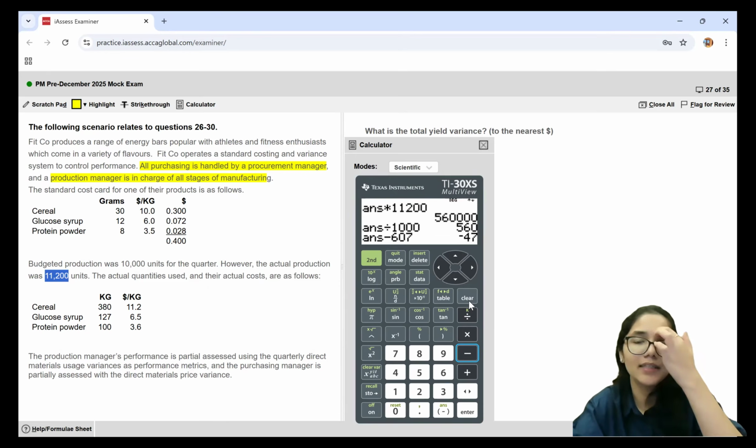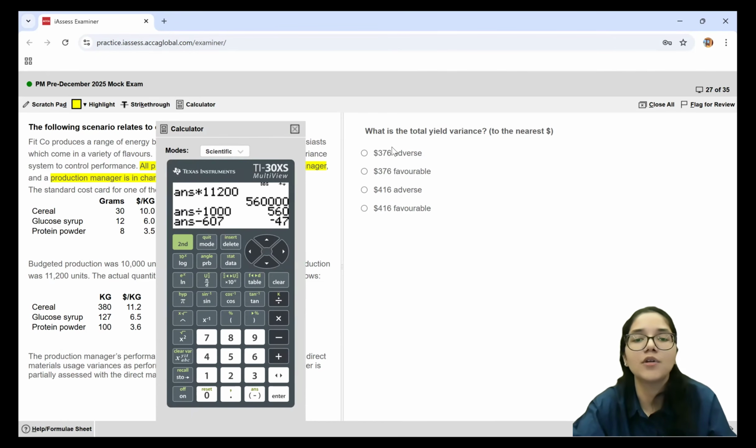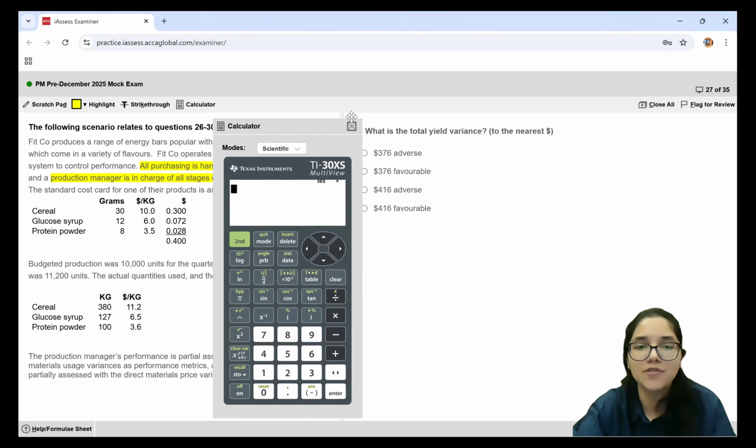Now, if I multiply this with the cost per kg, I will be able to find out my total yield variance. I just know for sure that this is going to be an adverse variance, because I ended up using more material than I should have. Now I know that 47 kgs were extra.